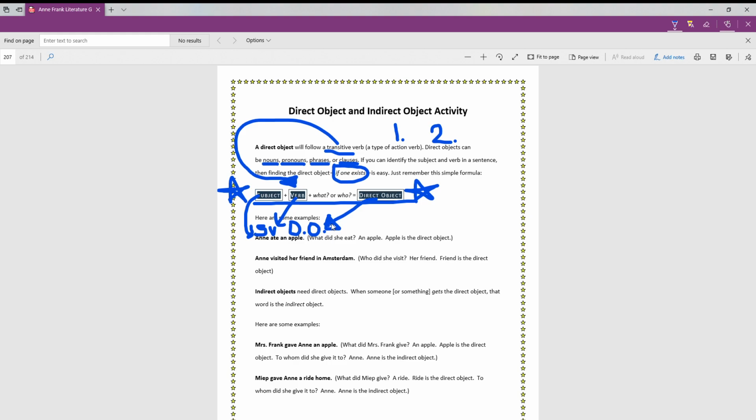So let me do that again for you. I'll use myself as an example. So we'll use ate. I ate. How did I eat? Let's do I ate slowly.